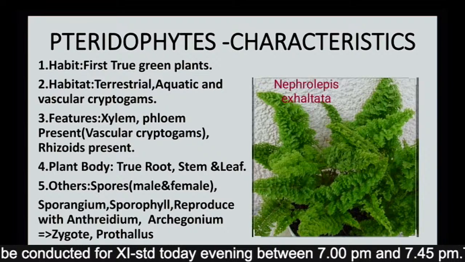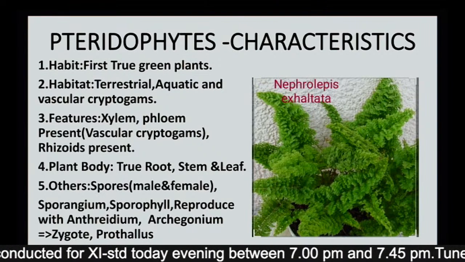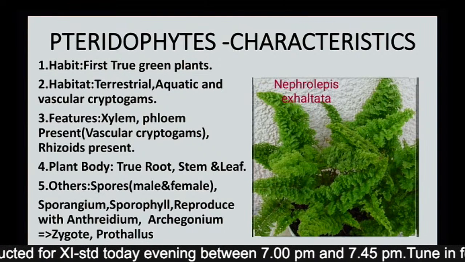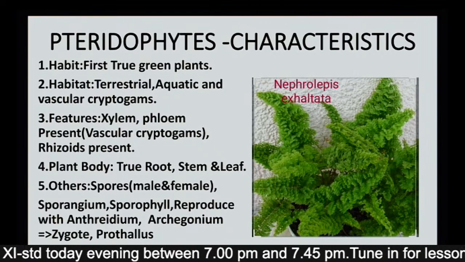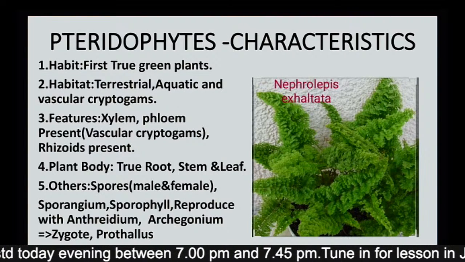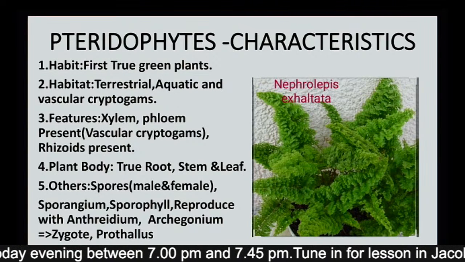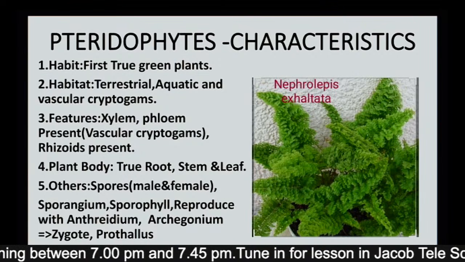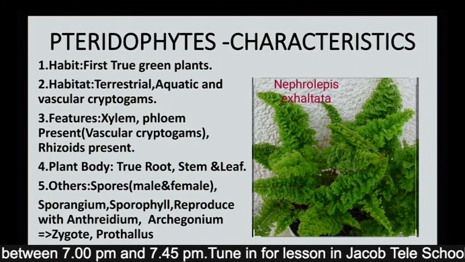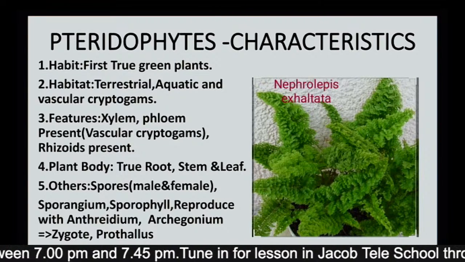So like that, in these plants also the product of the antheridium is male in nature, the product of the archegonium is female in nature, the male gamete fuses with the female gamete and a new plant can be formed with the help of the zygote. What is prothallus? The plant body, the simple plant body of the pteridophyte is called prothallus.